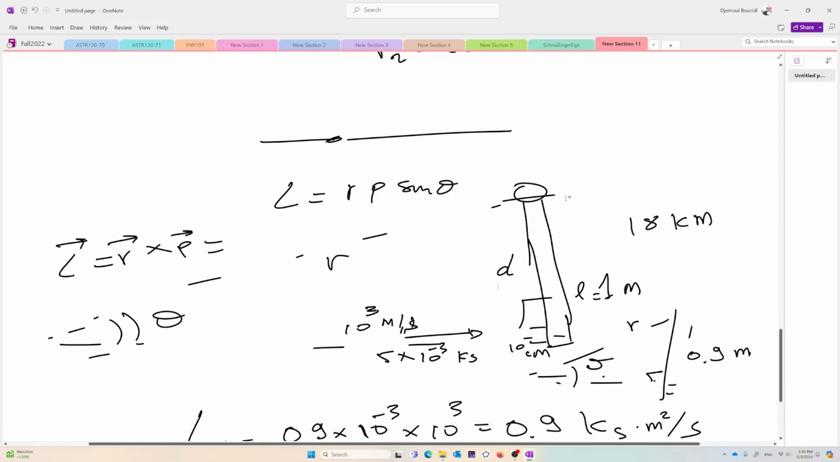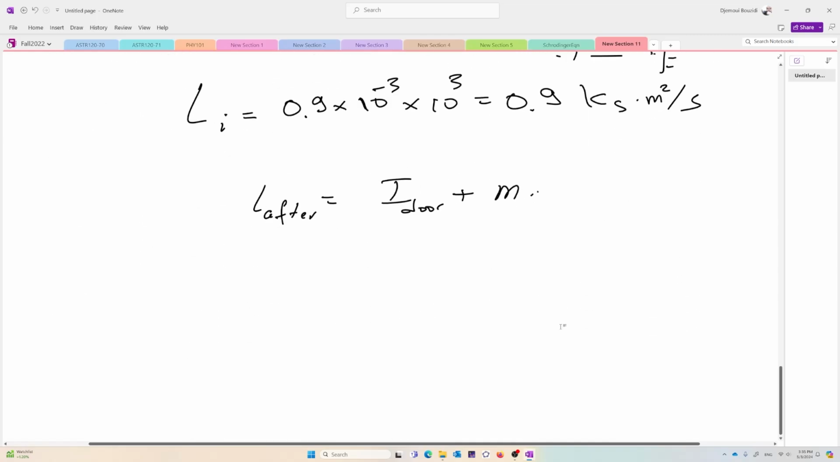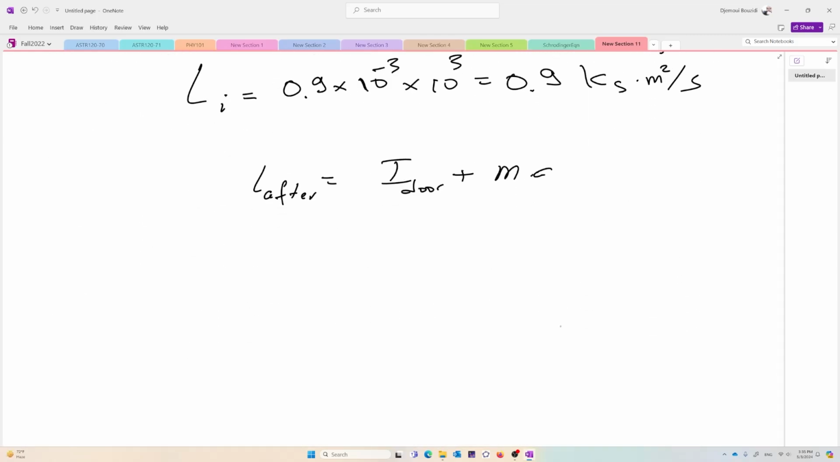So when it embeds itself, it's going to embed a distance, little d, which is 90 centimeters. And so its moment of inertia is going to be md squared, because it's a point particle. I mean, a 5 gram bullet versus an 18 kilogram door, you can treat the 5 gram as a point particle.